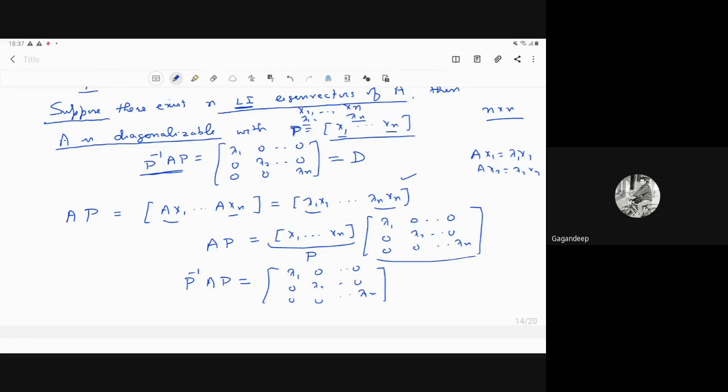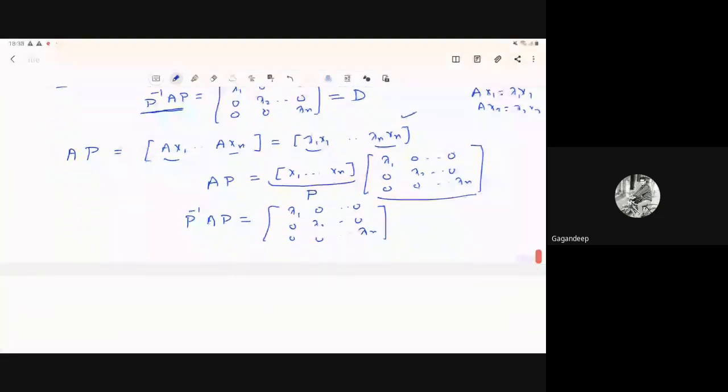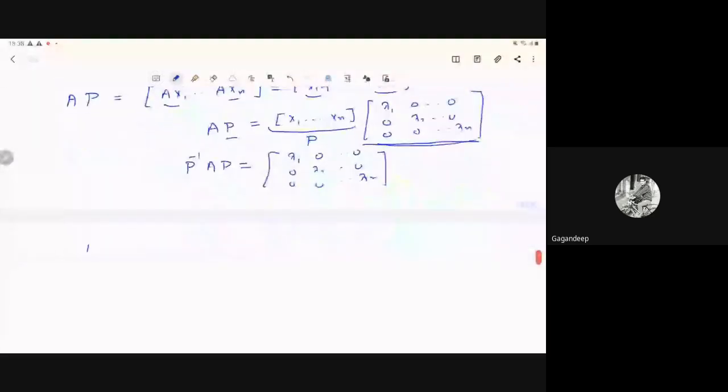Okay, good. Now, our job is to search when we can get n linearly independent eigenvectors, because if the matrix has n linearly independent eigenvectors, it is diagonalizable, and we know the diagonal matrix also. We just write a diagonal matrix with the eigenvalues on the diagonal, and we know capital P also. Now, if a matrix of order n cross n is given to you, what can you say about its linearly independent eigenvectors? That's the point now.